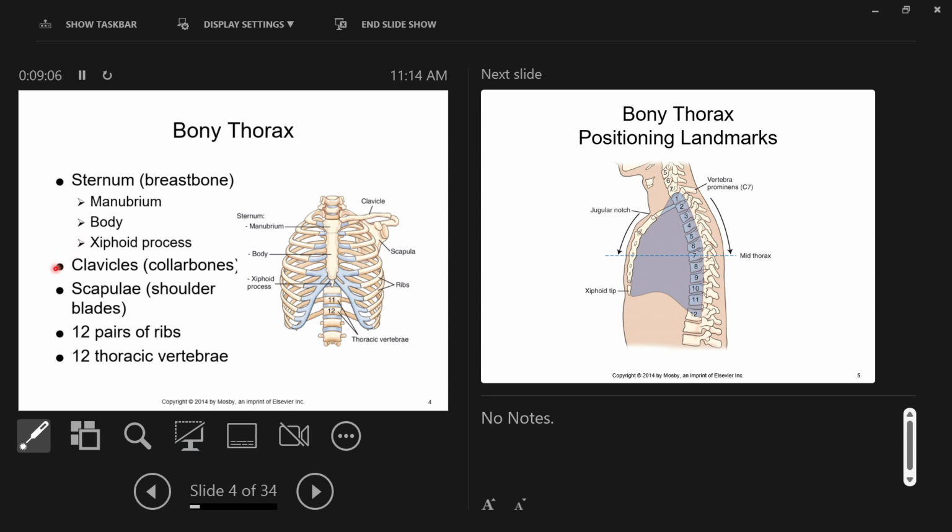Also considered part of your bony thorax, but also part of your shoulder girdle, making up your shoulder, are your clavicles or collarbones. They're considered part of your bony thorax because they attach directly to your sternum. Your clavicles come in and attach directly to your sternum. Your scapulae, which are your shoulder blades, actually have no bony attachment directly to the bony thorax. They attach to the clavicle by bone. The clavicle attaches to the sternum by a bony joint.